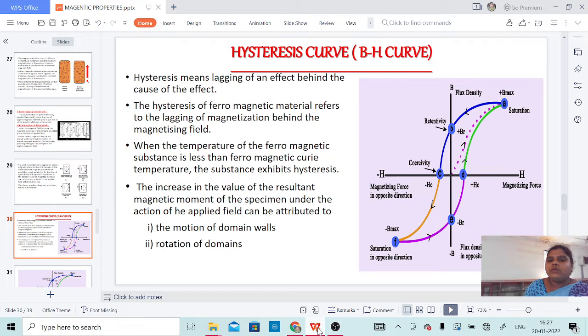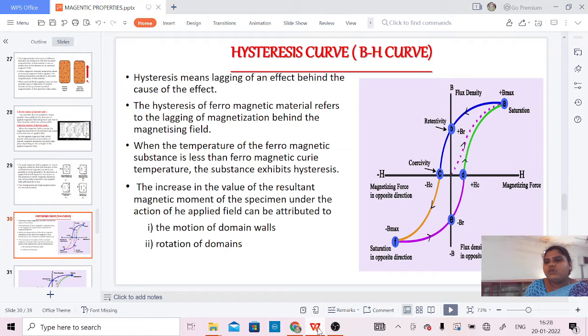When the temperature of a ferromagnetic substance is less than the ferromagnetic Curie temperature, the substance exhibits hysteresis. The increase in the value of the resultant magnetic moment of the specimen under the action of the applied field can be attributed to two causes: the motion of domain walls and rotation of domains, as we studied in Weiss's domain theory.